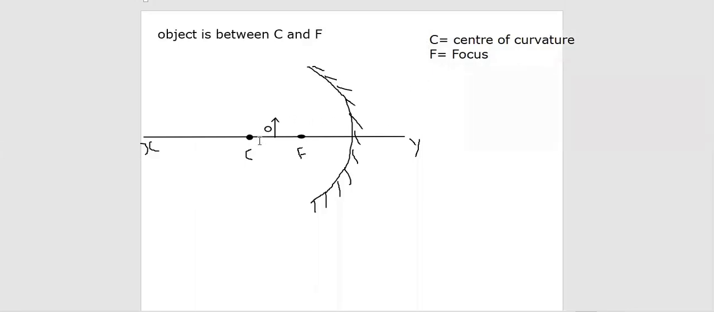If an object is standing between center of curvature and focus, then suppose consider a ray of light is coming parallel to the principal axis. After reflection, it will pass through the focus. Like this it will pass. Understood everyone? Okay, done. Right. Now another ray is there. Just a second.